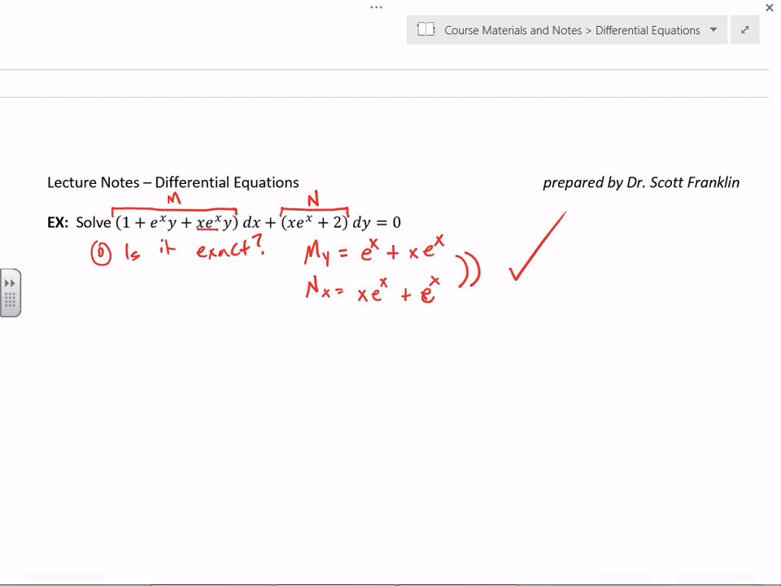What is n of x, y? We would do the integral of x e to the x plus 2 dy.